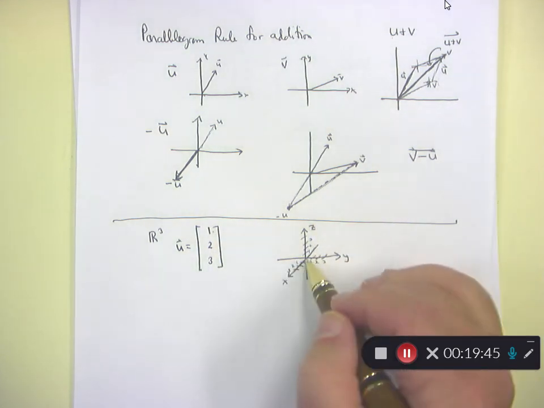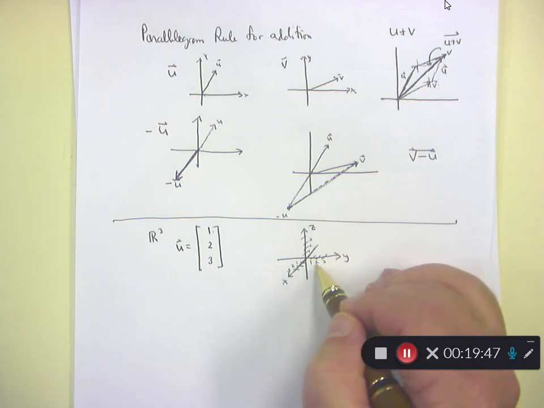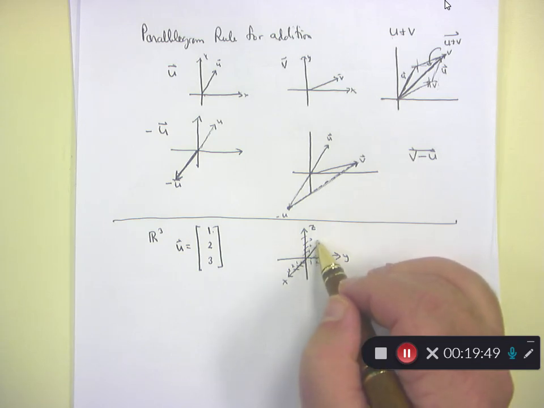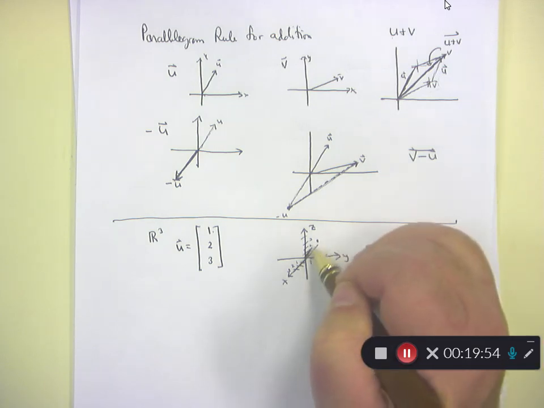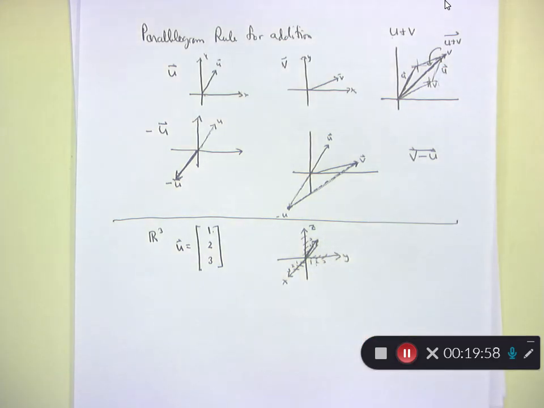This is 1, x is 1, y is 2, z is 3, so you kind of have to put it up there where it would be in space. And then you connect the origin to that point, and that becomes your three-dimensional vector sticking out from the origin into the first octant.